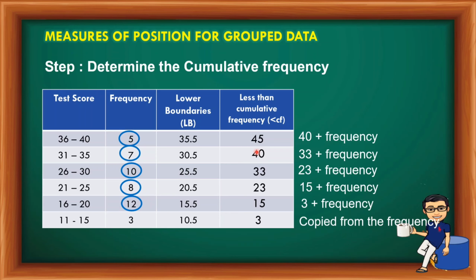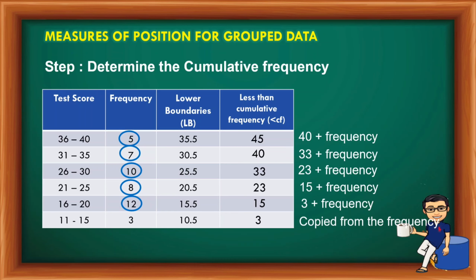na nakuha natin kanina, summation of F, na nakuha natin ay 45, dapat yung last cumulative frequency ay equal doon. So, nakuha naman natin, summation of F natin, 45, at 45 din yung last cumulative frequency. So, ibig sabihin, this is correct.